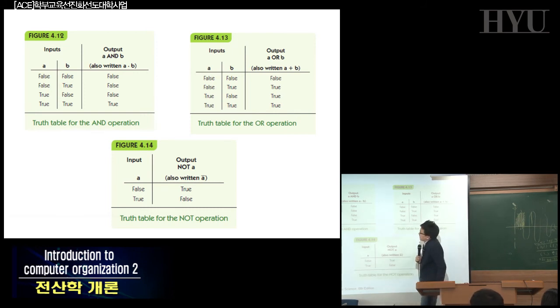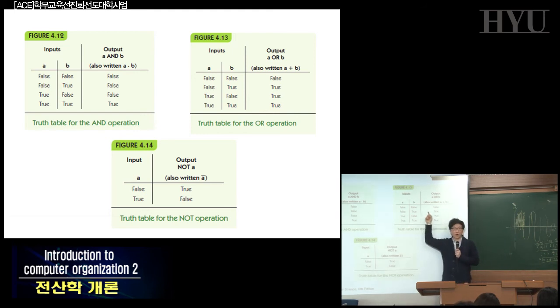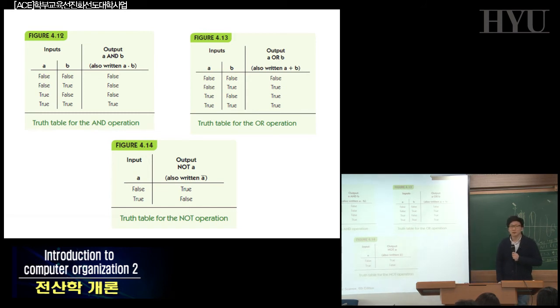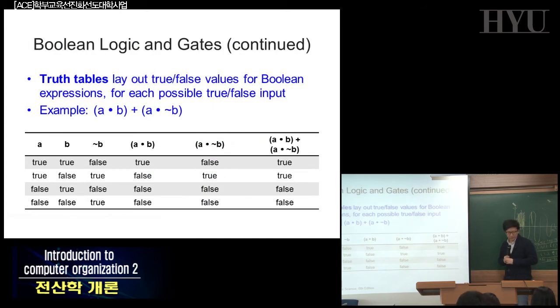If input values A and B are false, true, true... you could do this with your eyes closed, right? Or: false, true. So this is all possible cases of A and B, and these are all possible outputs of this OR and AND. Likewise, NOT. So how can you use this to design a circuit? Truth tables. Here you go, it's the same thing.